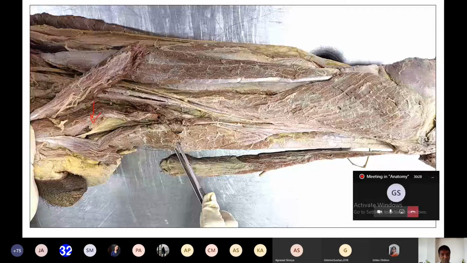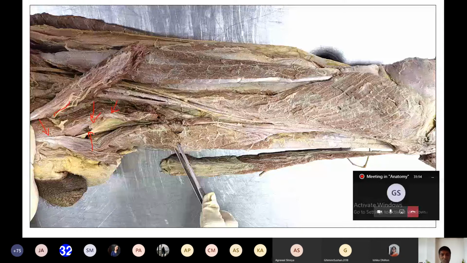And this adductor brevis separates the anterior division of the obturator nerve and the posterior division of the obturator nerve. So this nerve which lies behind the adductor brevis is the posterior division of the obturator nerve. This is the anterior division, and this one is the posterior division. Two divisions of the obturator nerve are very, very important, so we have taken a photo of the specimen showing these two nerves. See here, this arrow is showing the posterior division of the obturator nerve. You read everything about these things.